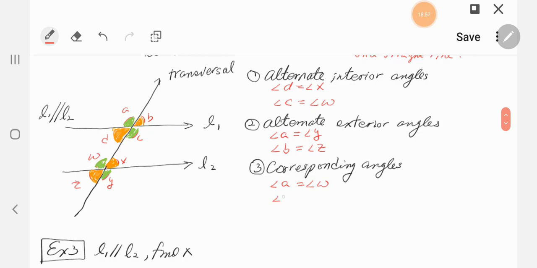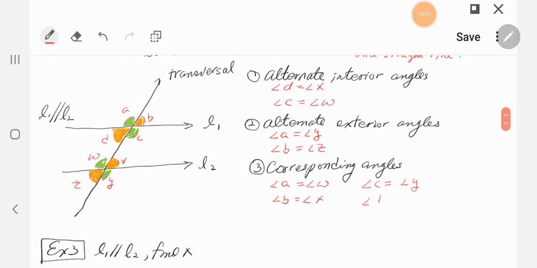How about B? B is right upper corner, right upper. So right upper is angle X. So based on line 2, the upper right corner is angle X. Okay, how about angle C? Angle C is in line 1, so lower right angle. So from line 2, lower right angle is angle Y.